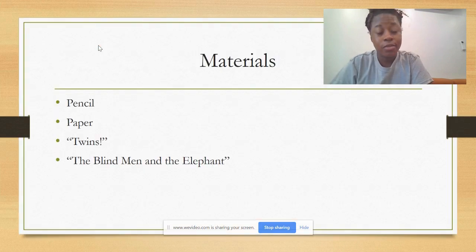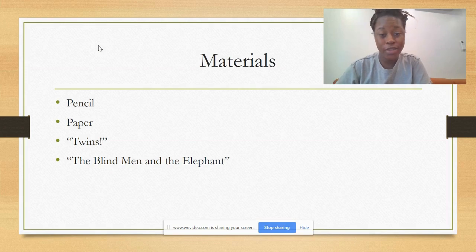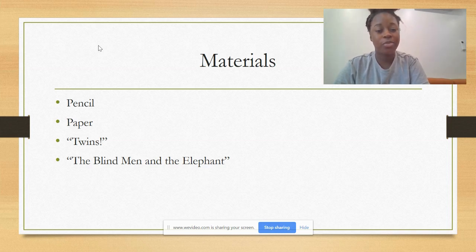For today's lesson, you're going to need a pencil, a paper, and the passages Twins and the Bowman and the Elephant. Now, neither of these passages are available in your skills book, so you're going to need to pull them up on the Tep website. If you are able to, go ahead and print it as well, but if not, that's fine. We'll just read along on the screen. You can pause the video now to gather your materials and press play when you're ready.